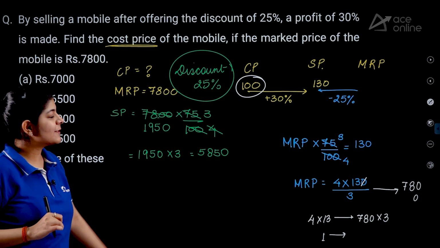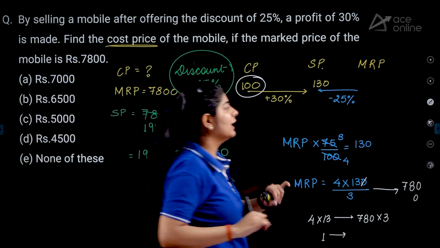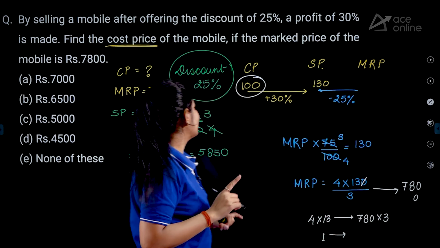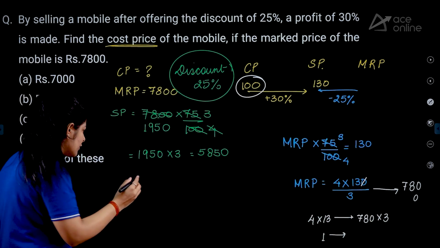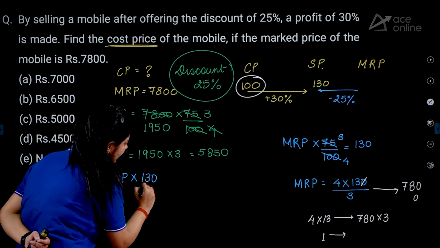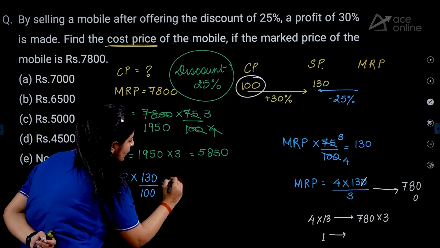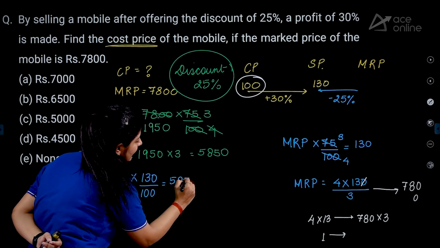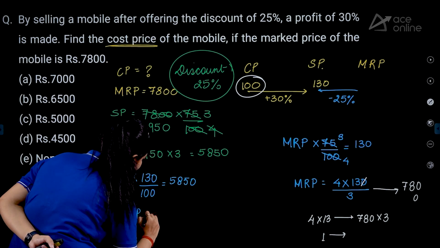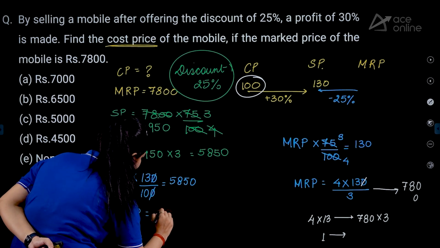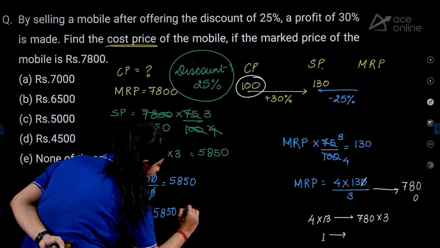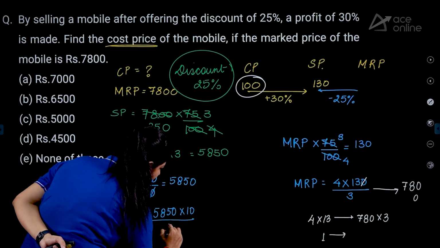Basically, the SP is nothing but 5,850. But this is the 130% of the cost price, because you know that when you sell on this amount, you will get 5,850. So basically, the CP is 5850 into 10 divided by 13.